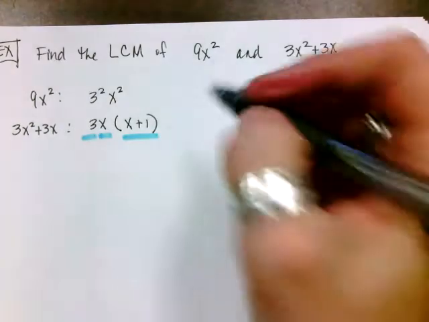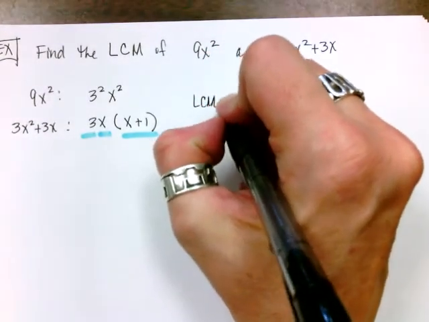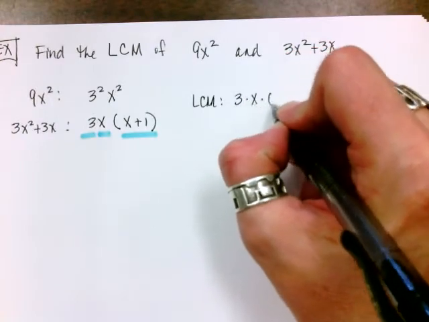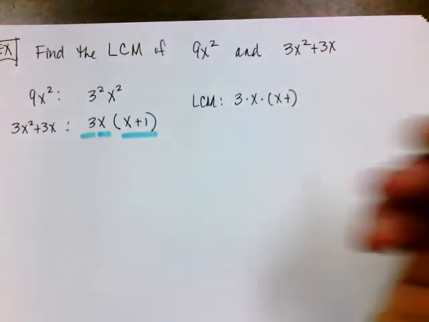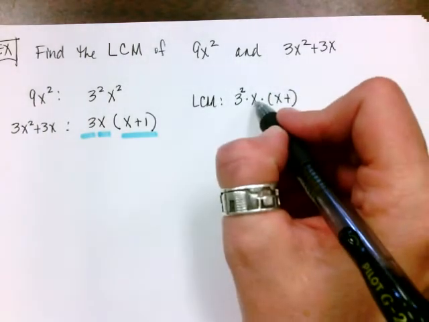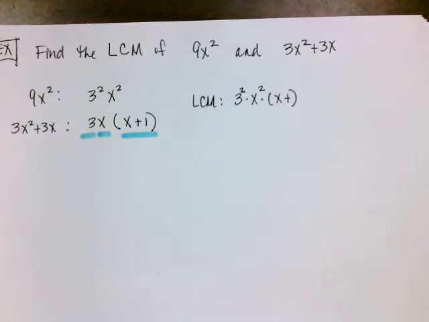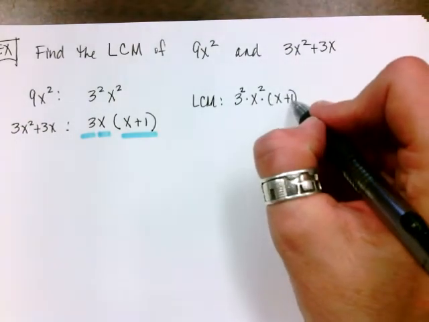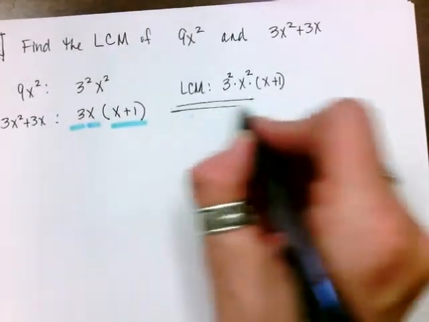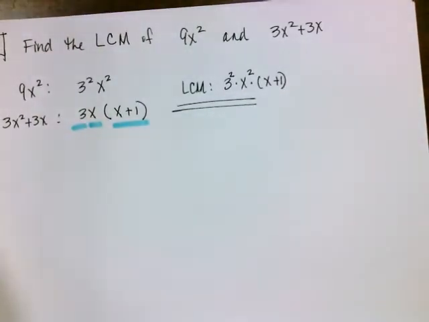Okay, so then my lowest common multiple, if I list those, I'm going to have a 3 and an x and an x plus 1. The highest degree that the 3 occurs is a 2. The highest degree that the x occurs is a 2. And then x plus 1, the highest degree that it occurs is the x plus 1. And that would be my answer.